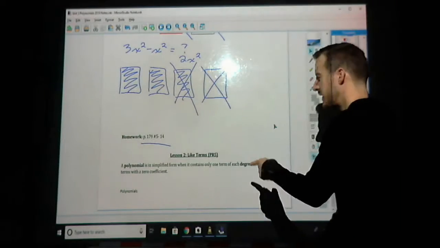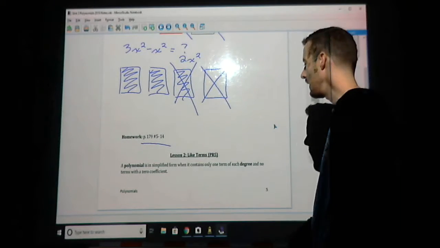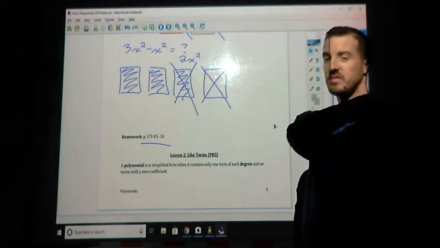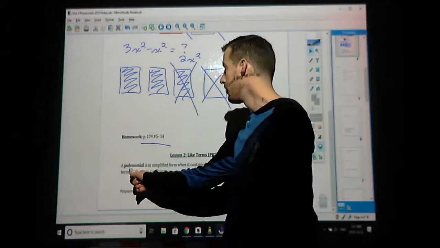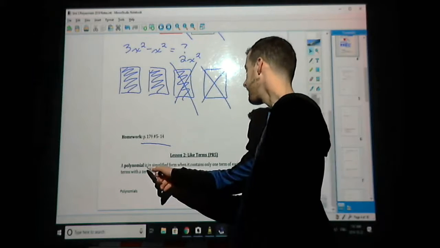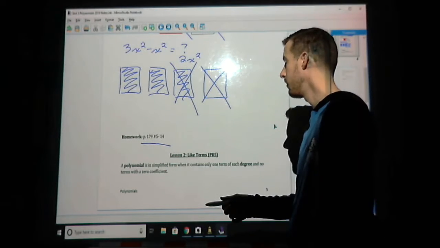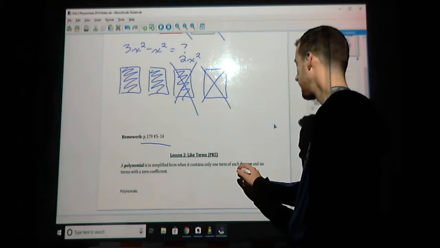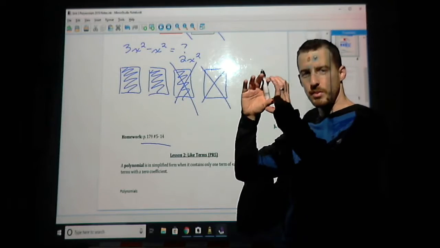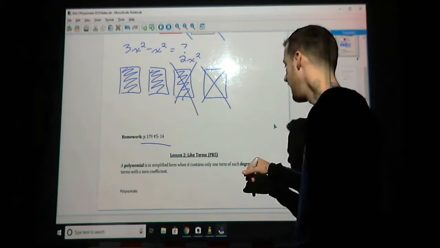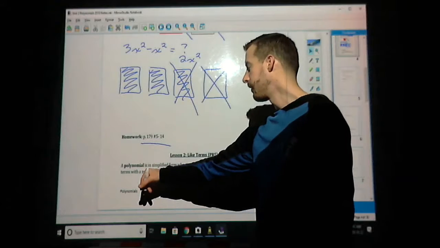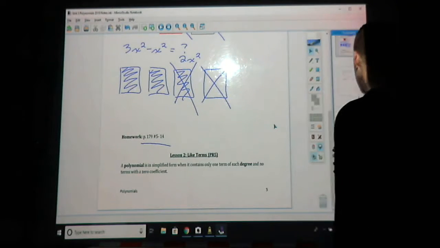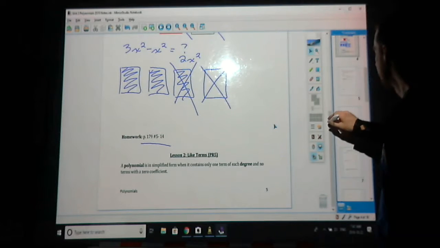Alright guys, time for lesson 2 of unit 3, and today we're going to be talking about like terms, okay? Let's get right into it. So a polynomial, like we learned last time, is in simplified form when it contains only one term of each degree, right? Each degree is when a variable has an exponent, and no terms with a zero coefficient. And so we'll learn what that means. Okay, let's get going.